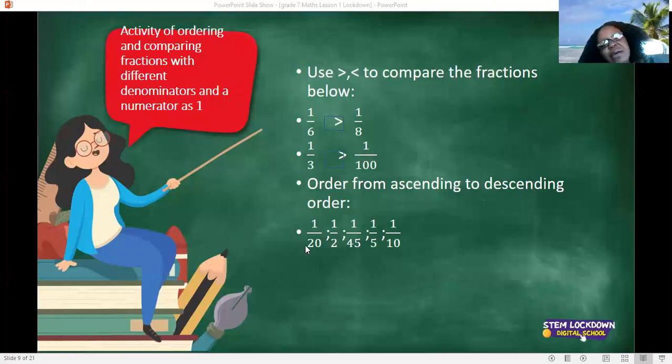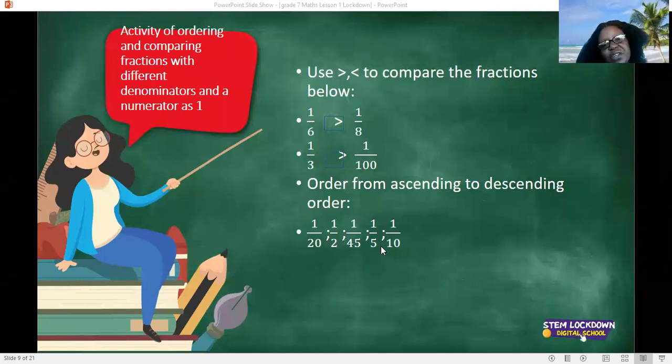And then here we have another sum. It says order from ascending to descending order. If you're confused about those terms, something that ascends is something that goes from lower going up. Think of an aeroplane. When an aeroplane takes off, we say that it ascends, right? So ascending is from smallest to biggest. And then descending, you have to descend if you are up, so descending means from biggest to smallest.